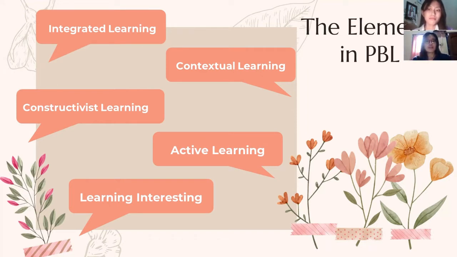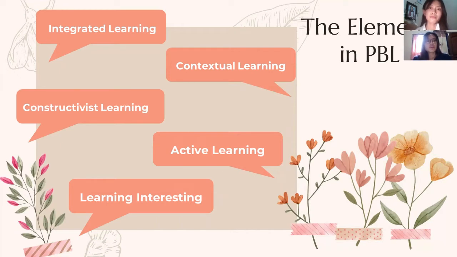In contextual learning, children learn something that is real, happens, and is experienced in their lives. And children feel directly the benefits of learning in their lives. In constructivist learning, children build their thinking through direct experience or hands-on experience, and the children are learning by doing. And active learning is where children are the learning subject who actively determine, do and evaluate, or plan, do and review.